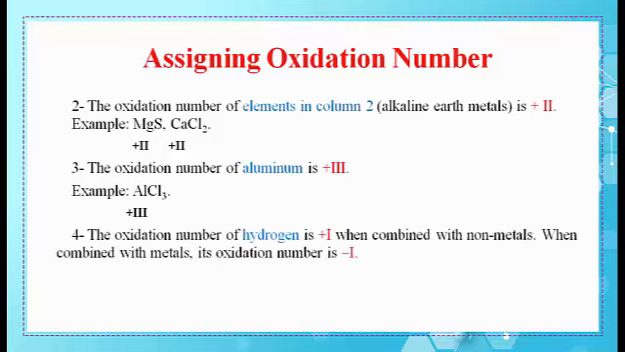The oxidation number of hydrogen is +1 when combined with non-metals, while when it is combined with metals, its oxidation number is -1. Examples are HCl, H2O, H3PO4, and NaH. In HCl, Cl is a non-metal, then the oxidation number of H is +1. H2O, oxygen is also a non-metal, then the oxidation number of H is +1. H3PO4 also, the oxidation number of H is +1. And in NaH, Na is a metal, then the oxidation number of hydrogen is -1.